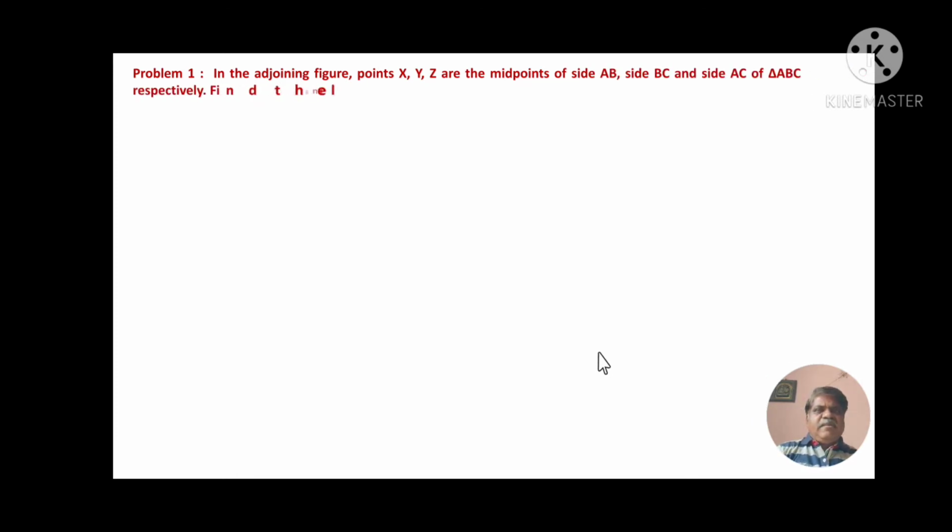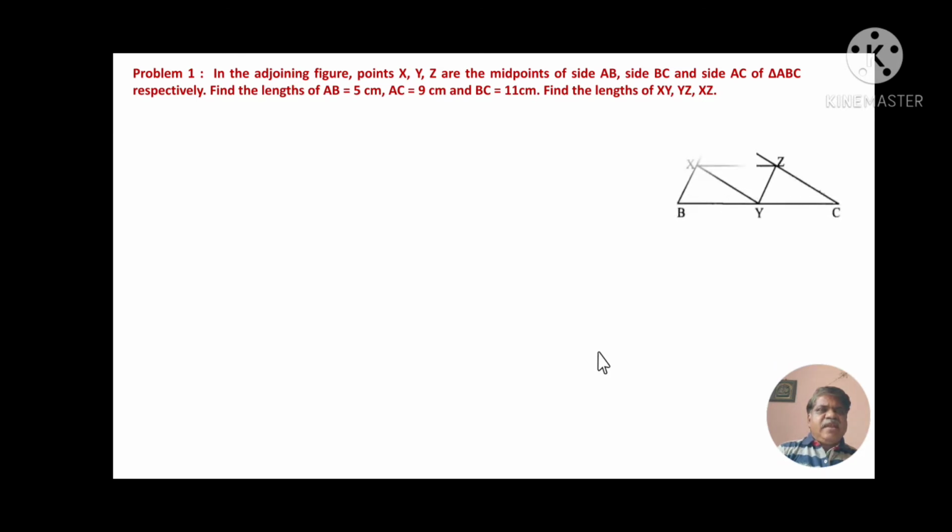So, problem number 1. In the adjoining figure, points X, Y, Z are the midpoints of side AB, side BC and side AC of triangle ABC, respectively. Find the lengths, if AB is 5 cm, AC is 9 cm and BC is 11 cm. You have to calculate the lengths XY, YZ and XZ.